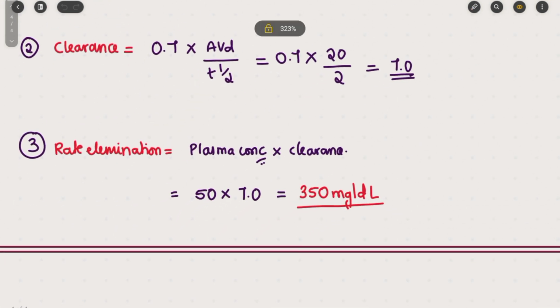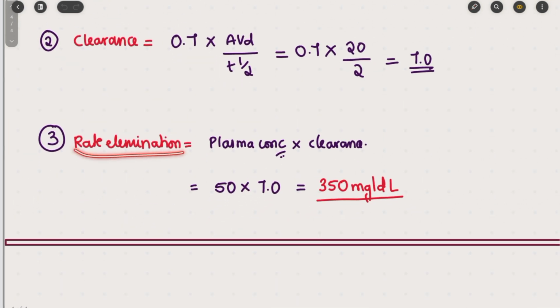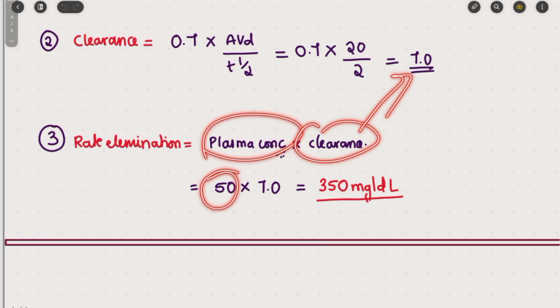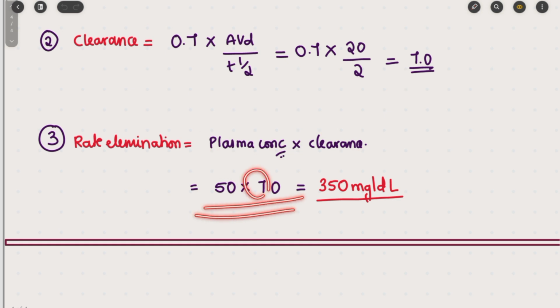Next, the rate of elimination. This was asked in the question. That is how much is getting eliminated. For that we have to multiply clearance into what? Plasma concentration. How much is in the plasma and how much is clearing off. What is plasma concentration? 50. What is clearance? We saw now, that is 7.0. How much? 7 5s are 35, so 350 mg per deciliter.